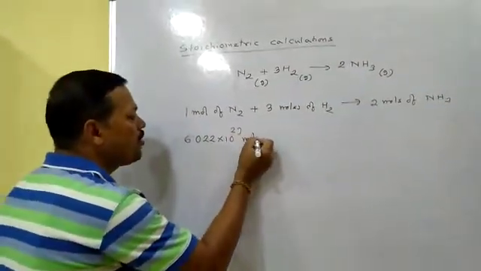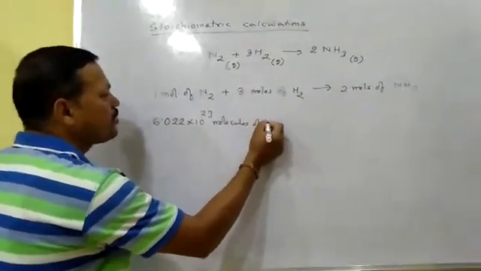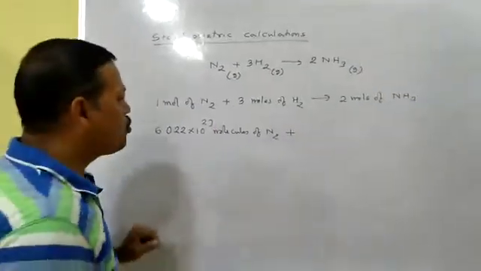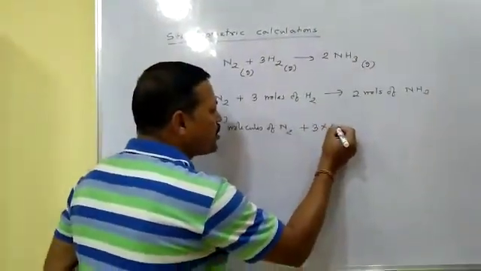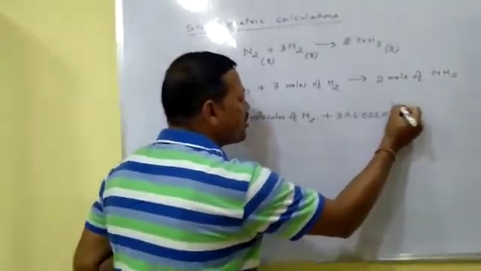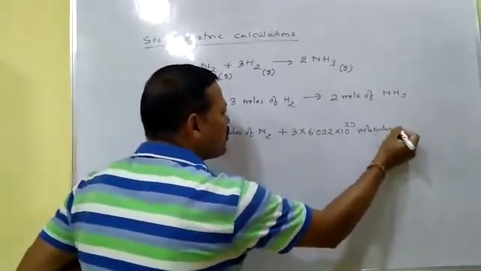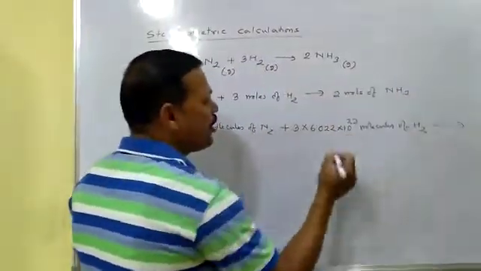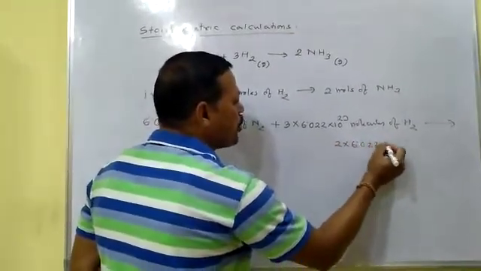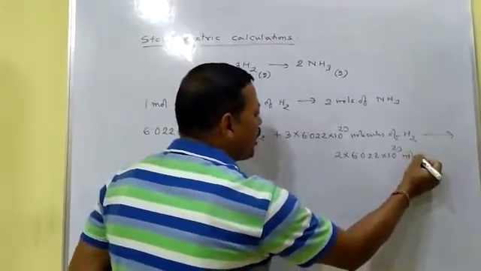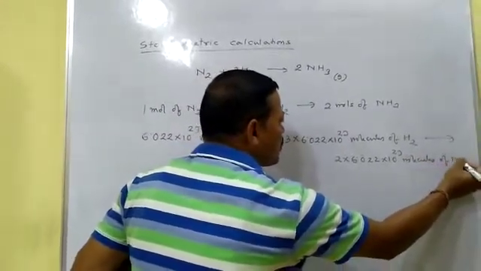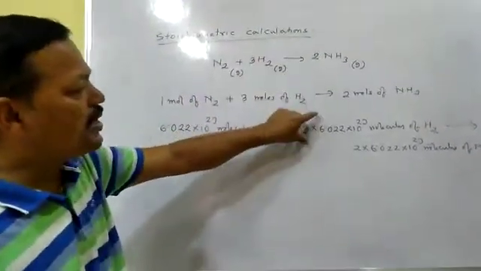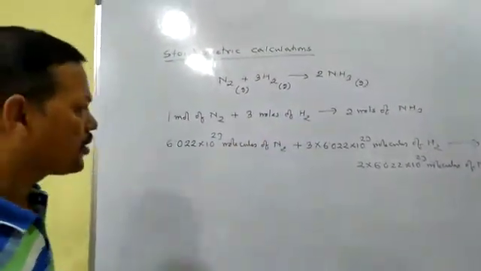That's why this many molecules of nitrogen combine with how many moles of hydrogen? 3 moles. So what will be the number of molecules? 3 into 6.022 into 10 to the power 23 molecules of hydrogen, producing 2 moles of ammonia. So 2 into 6.022 into 10 to the power 23 molecules of ammonia. In this way, first you will get the idea about their number of moles, then you will get the idea about their number of molecules.